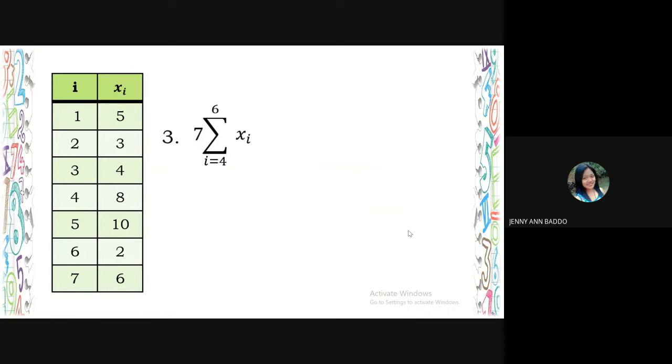7 times the summation of x sub I, where I ranges from 4 to 6. So in here, we have x sub I column and I column. So if we want to look for x sub 1, that is 5. X sub 2 is 3. X sub 4 is 8. X sub 7 is 6. But before we substitute, we have to expand first the given summation notation.